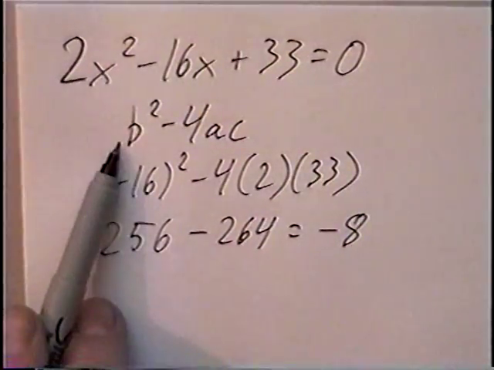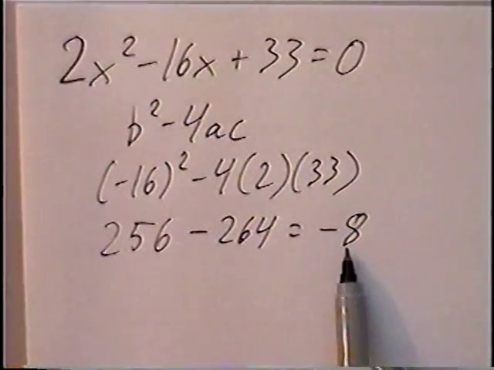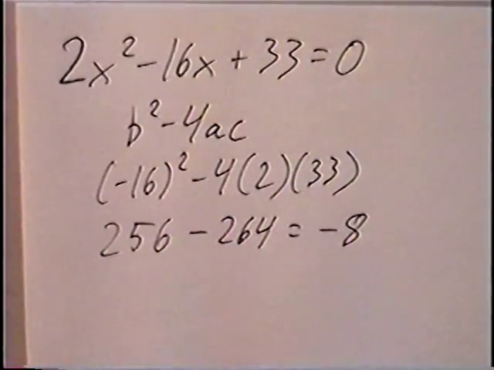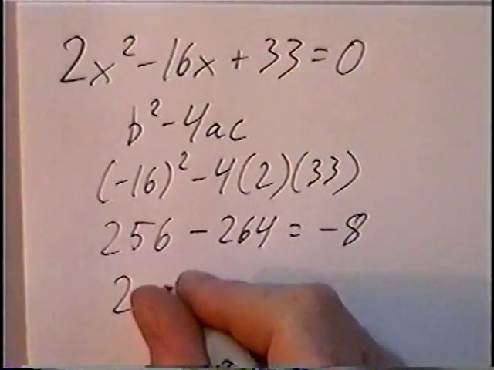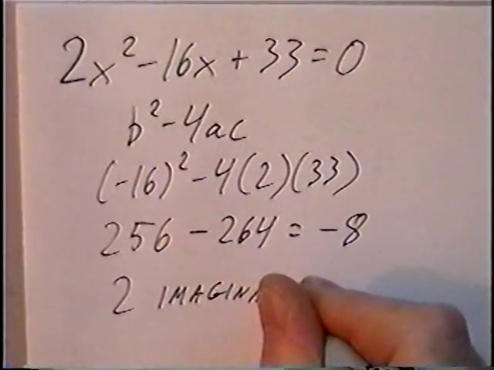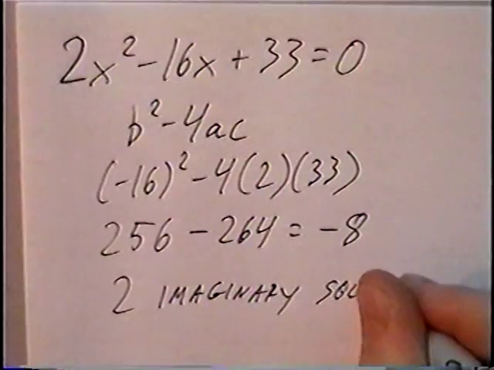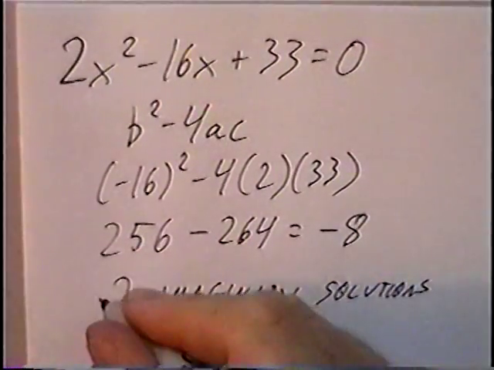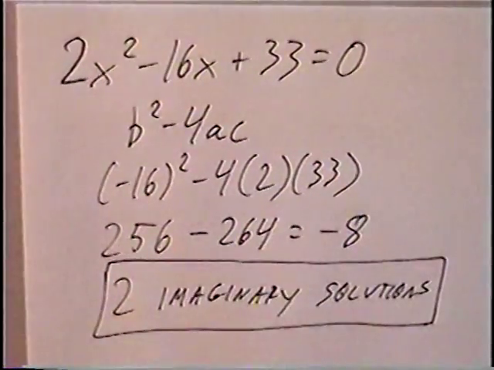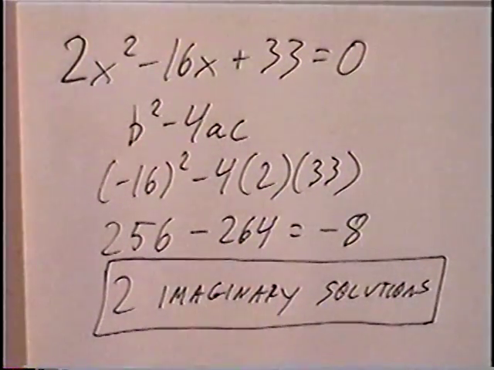So the discriminant, b squared minus 4ac, is a negative number, negative 8, which is less than 0. So this equation would have two imaginary solutions. So again, using the discriminant, we can tell what type of solutions we would have, and this question would have two imaginary solutions.